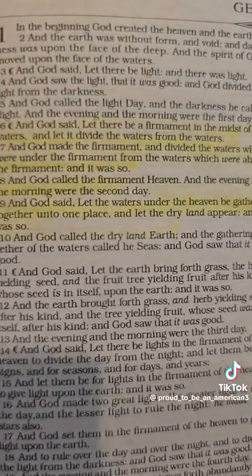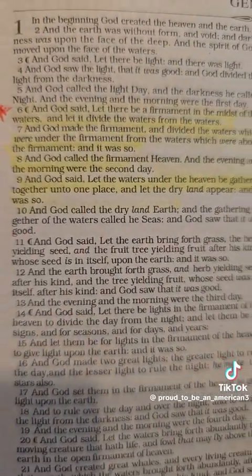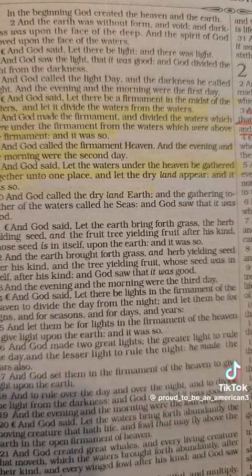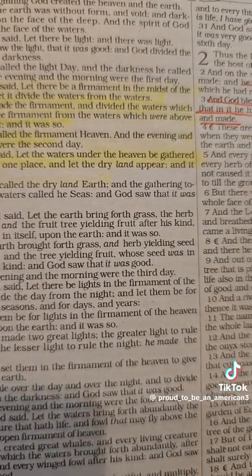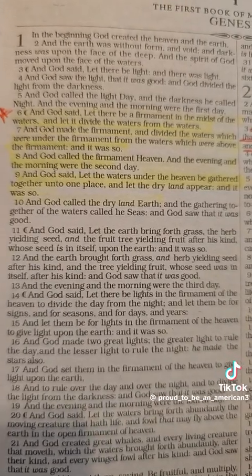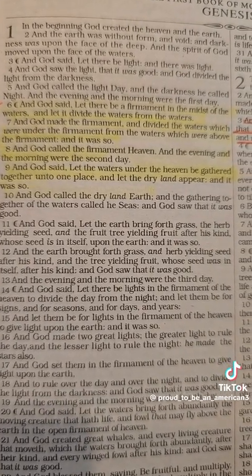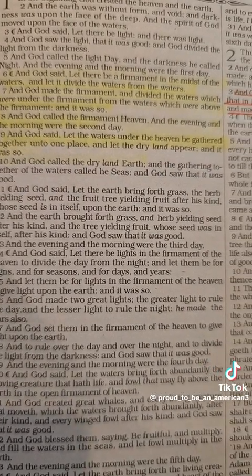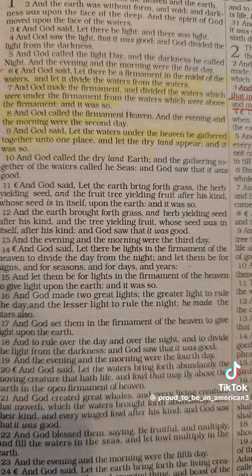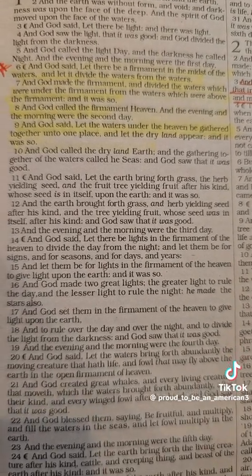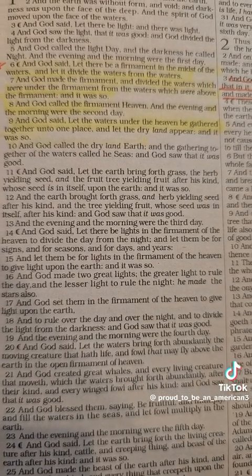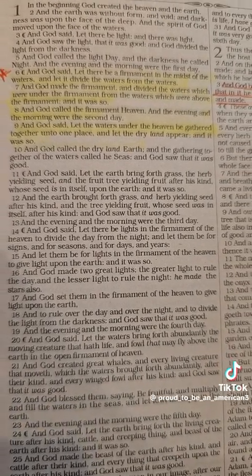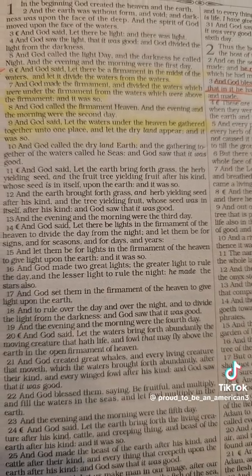But I'm going to start with the King James, and I want you to see the difference. The letters are very small, but this is in the King James Version. I highlighted it. 6. And God said, "Let there be a firmament in the midst of the waters, and let it divide the waters from the waters. And God made the firmament. It divided the waters which were under the firmament from the waters which were above the firmament. And so it was. And God called the firmament heaven. And the evening and the mornings were the second day.